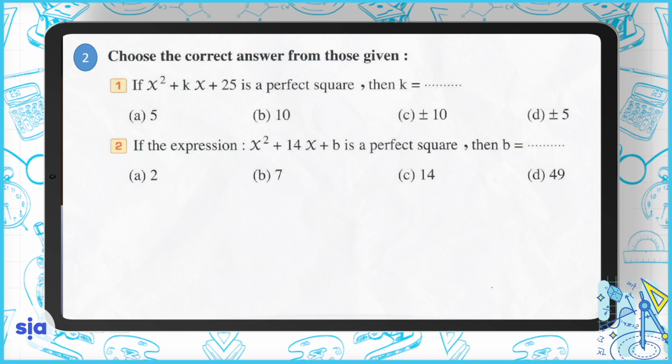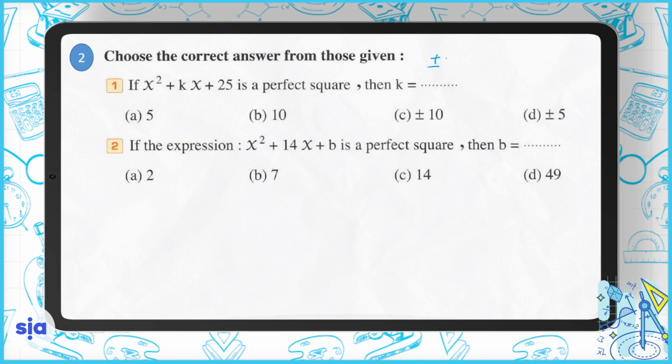Now in question 2, to choose the correct answer, K here is in the middle term. So here it did not tell us that K is a positive or a negative value. So to find the middle term, it's positive or negative 2 times the square root of the first term times the square root of the second term. So the middle term here is positive or negative 10x. So as long as it's Kx, K equals positive or negative 10.